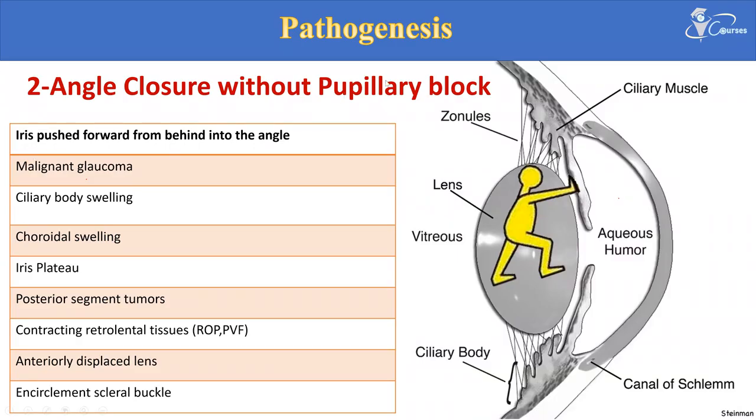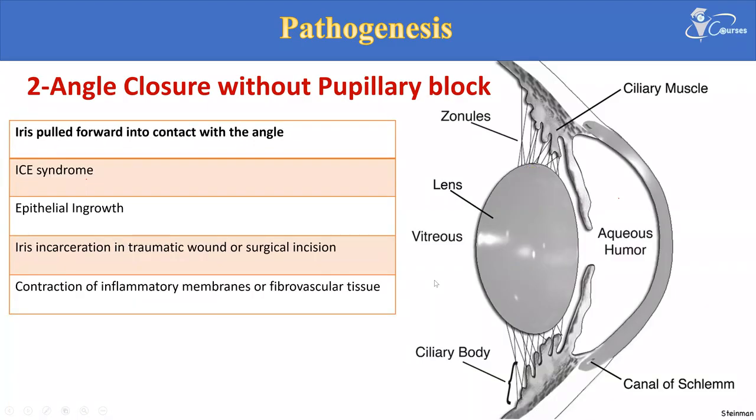It could be an angle closure without a pupillary block, but in this case the iris is pulled forward in contact with the angle. So there could be something pulling the iris toward the angle. What is this? It could be an eye syndrome, as in iridocorneal endothelial syndrome. There will be endotheliopathy, the endothelium creeping over the angle, making a peripheral anterior synechia, which is pulling of the iris toward the angle.